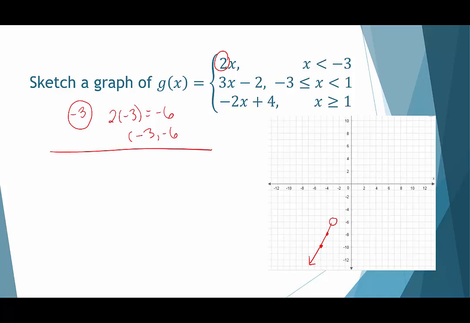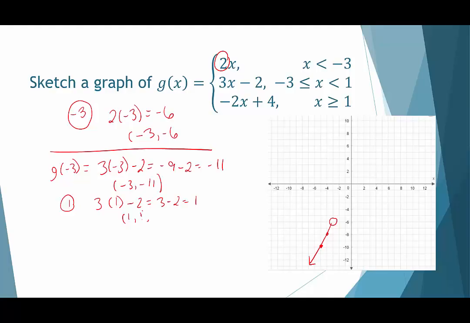For the middle piece, as I said, we have 2 endpoints. Those are the two points we want to use for this middle piece. Negative 3 is part of this piece, so we can say g of negative 3 equals 3 times negative 3 minus 2. That's negative 9 minus 2, which is negative 11. So we have negative 3, negative 11 is one endpoint. The other endpoint 1 is not part of this piece, so I can't say g of 1. I'm going to say 3 times 1 minus 2. That's 3 minus 2, which is 1. That would be 1, 1, and that's where I want to use an open circle.